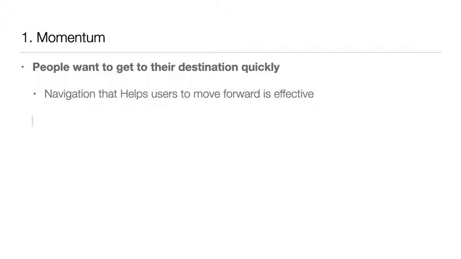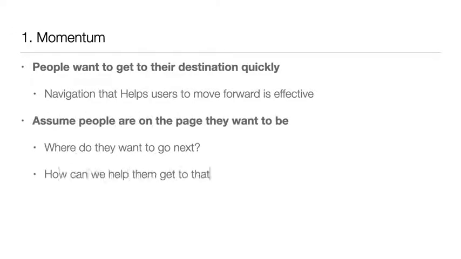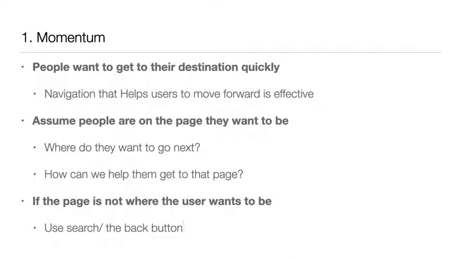Now, when you're on a website, you need to assume that people are on the page that they want to be at. So you've got to think, well, if they're here now, where do they want to go next? And how can we help get people to that place as quickly as we can? Now, if the page is not where the user wants to be, how can we get them where they want to be with things like search, breadcrumbs, and the back button?